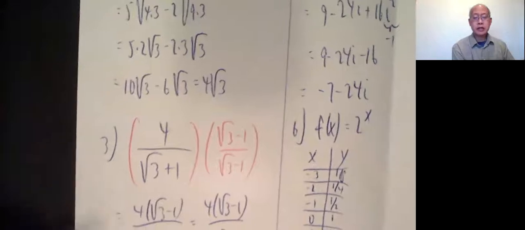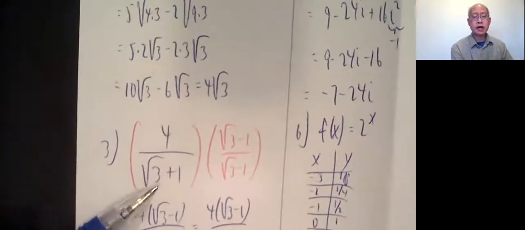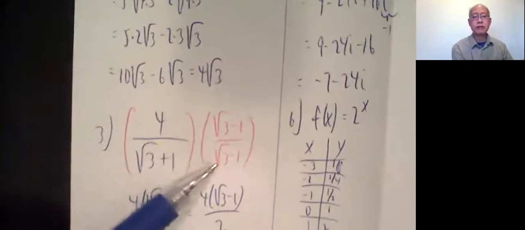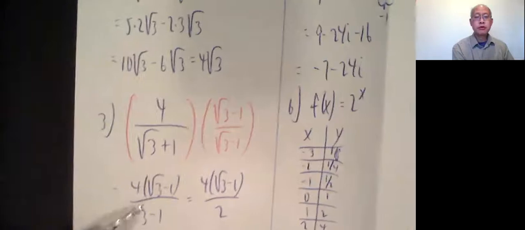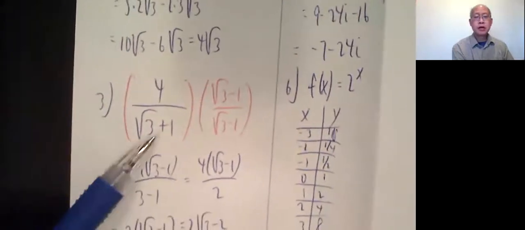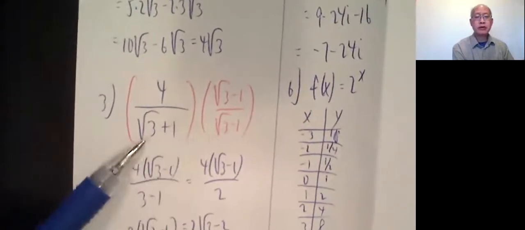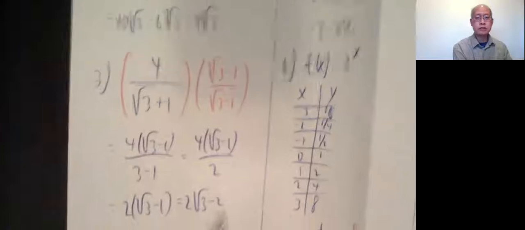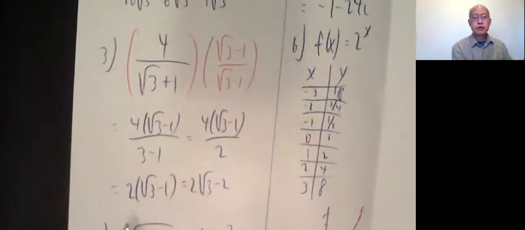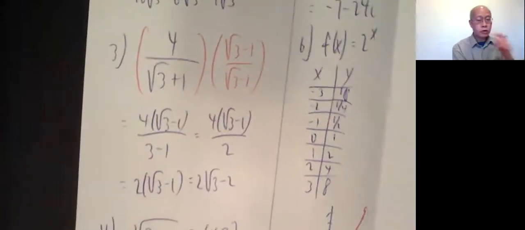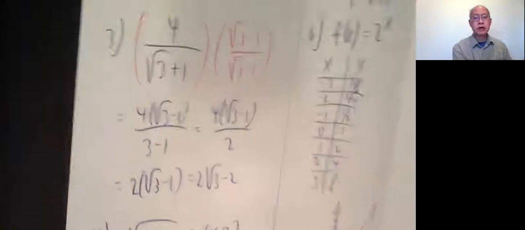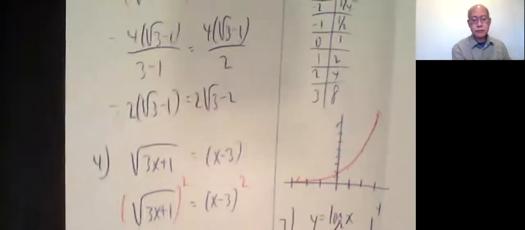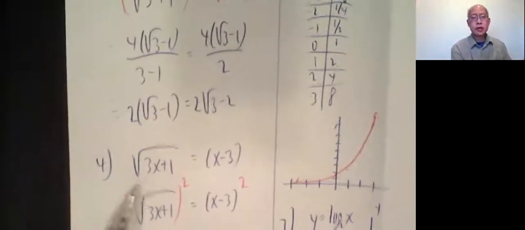Number 3, to rationalize the denominator, you multiply by the conjugate of the denominator. That's radical 3 minus 1, top and bottom. So the numerator is 4 times radical 3 minus 1. The bottom is a squared minus b squared, so that's 3 minus 1, which is 2. 4 cancels with 2. 2 times radical 3 minus 1, or if you distribute, 2 radical 3 minus 2, both are okay.